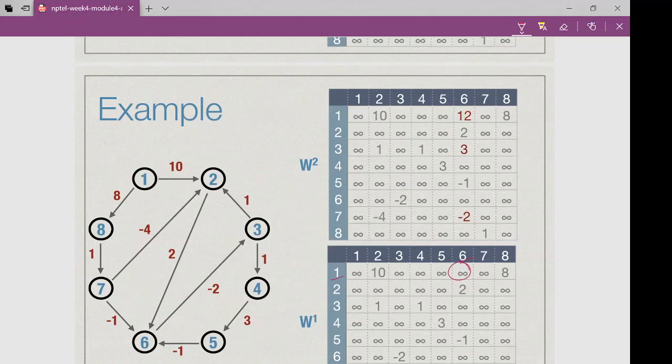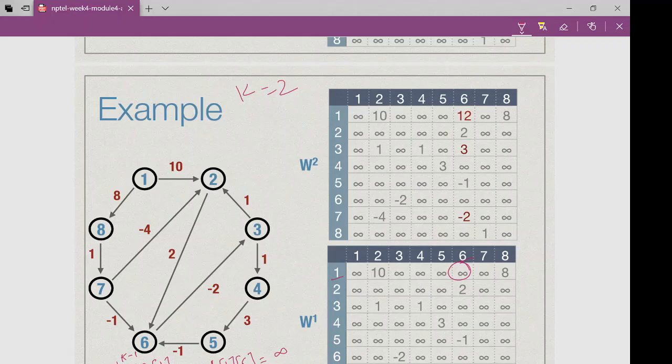So we will say W of k minus 1, i j. Here k is 2, right? The value of k is 2. So it actually gives you W1 of 1 6. Agree? So 1 6, what is the value of this? Infinity.